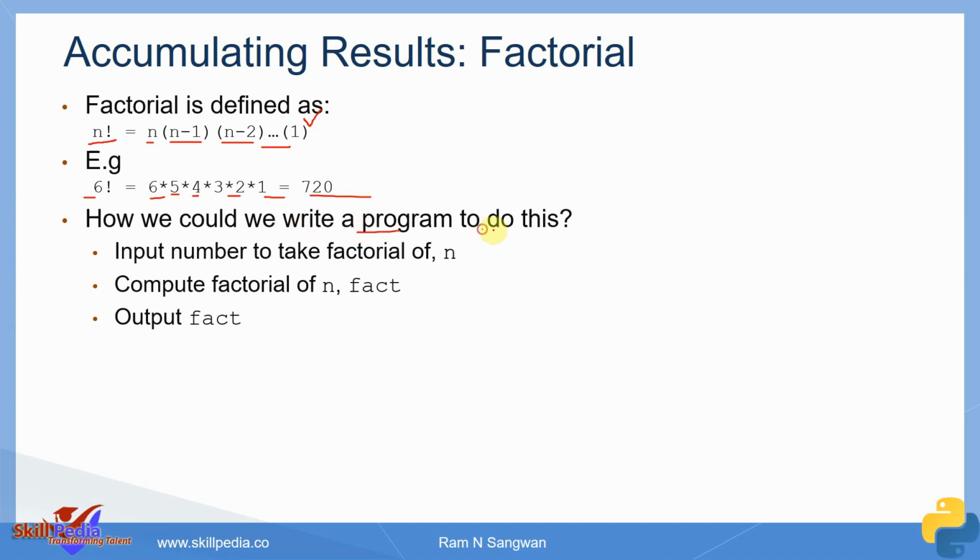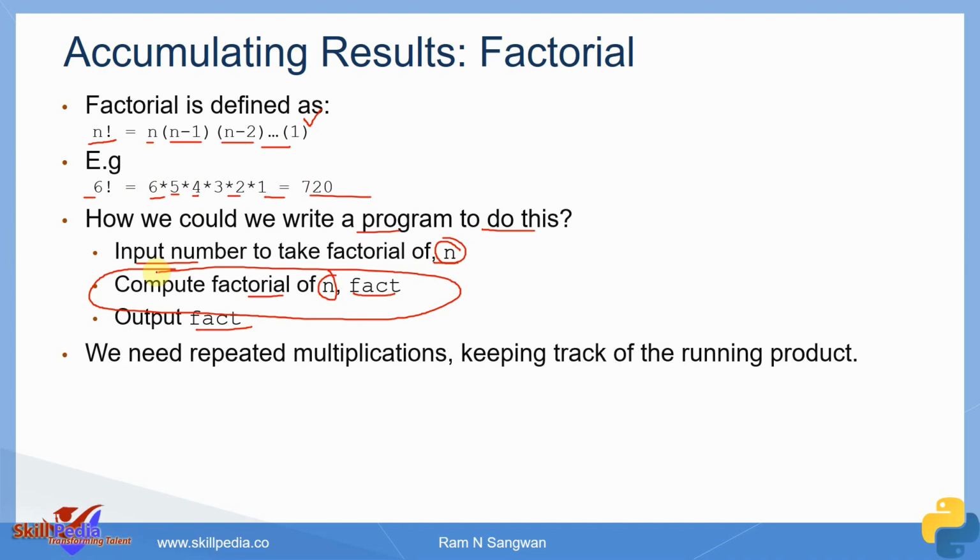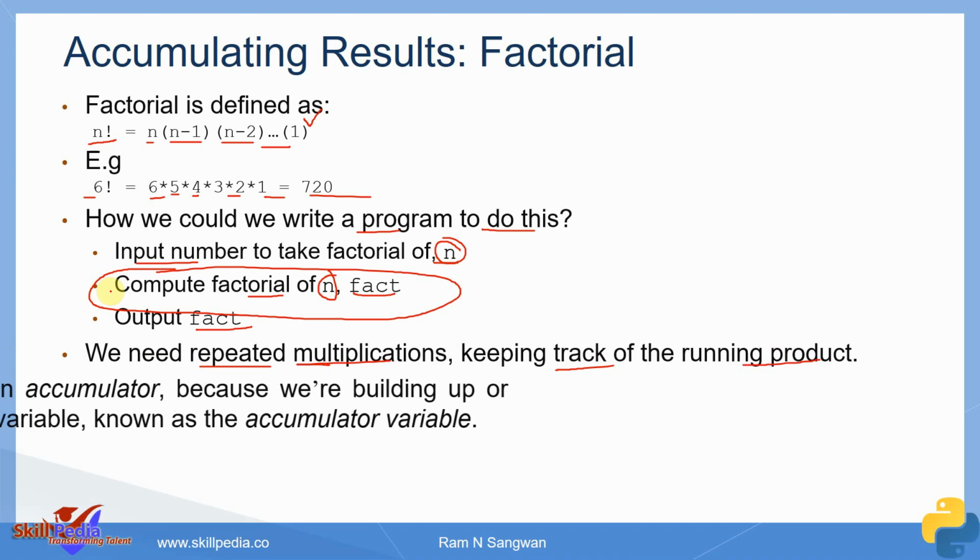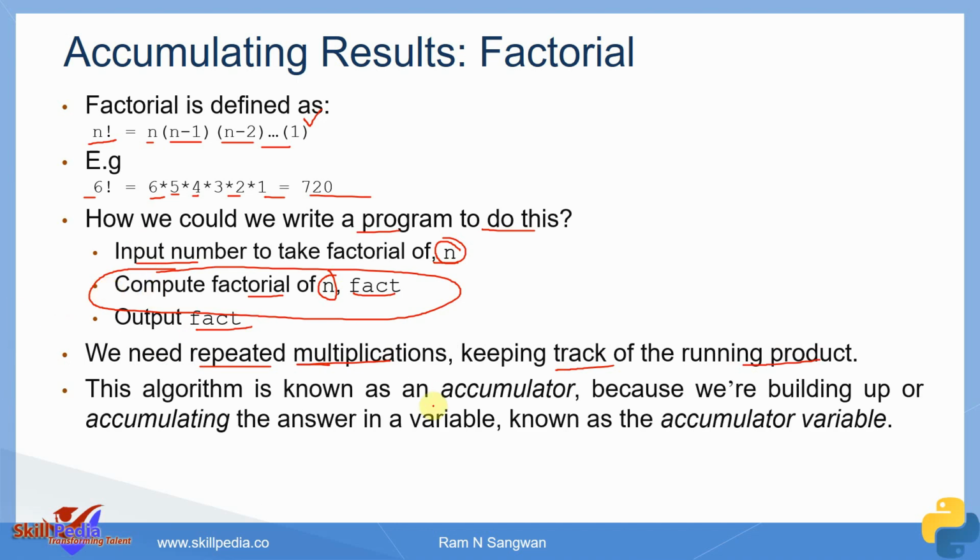How could you write a program to do this? Input the number to take factorial of, let's say n. Compute the factorial of n, that is fact, and display the fact. But how? This is the $1 million question. We need some repeated multiplications, keeping track of a running product. This algorithm is known as accumulator.